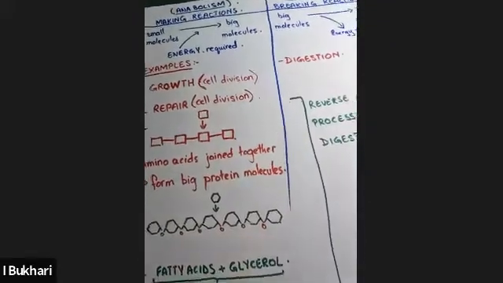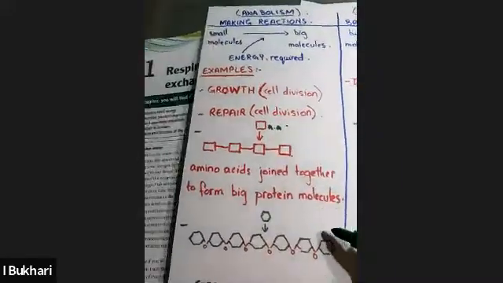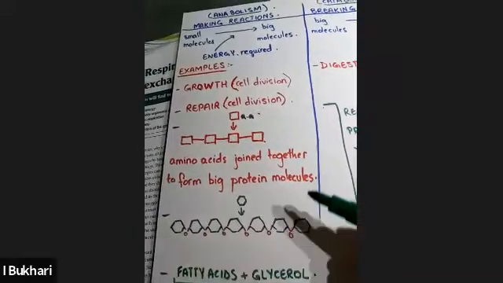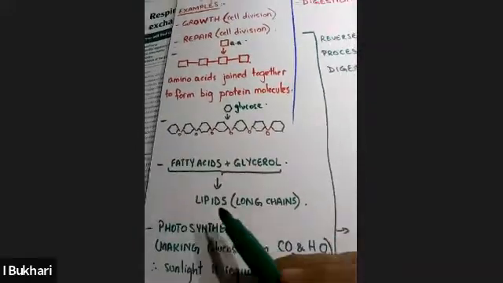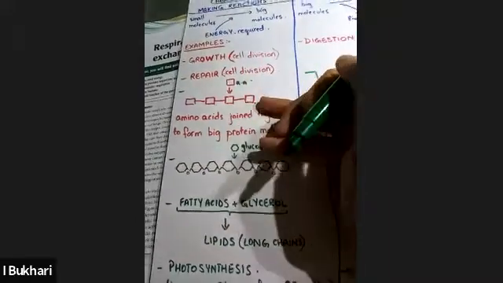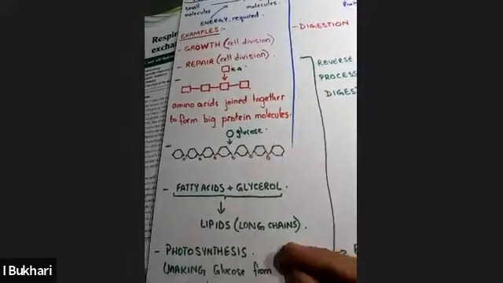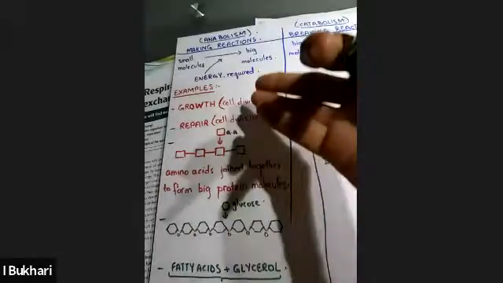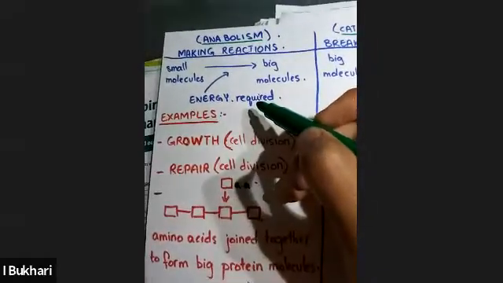And I hope you know that proteins are made up of amino acids. And this polysaccharide is made up of glucose, small glucose molecules, and then lipids are made of fatty acids and glycerol. So all these are examples of small molecules turning into big molecules. They're joining together to form big molecules, and these are all anabolic reactions, and these all require energy. They all require energy, right?